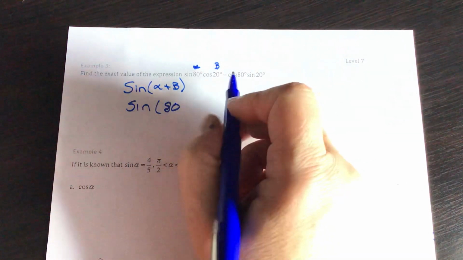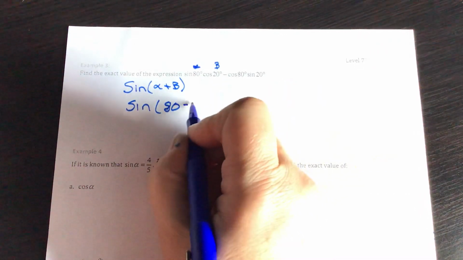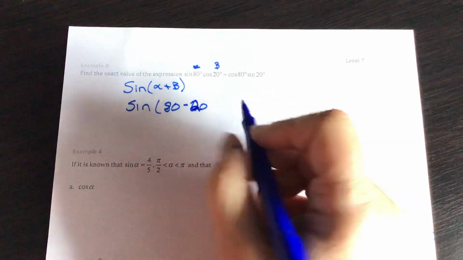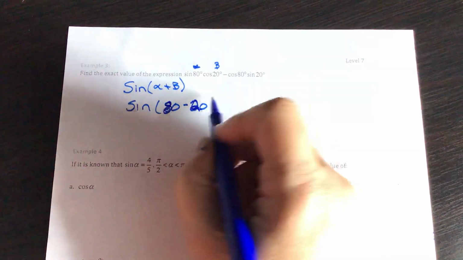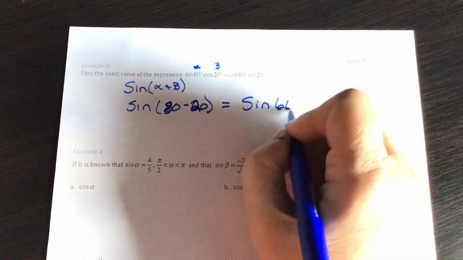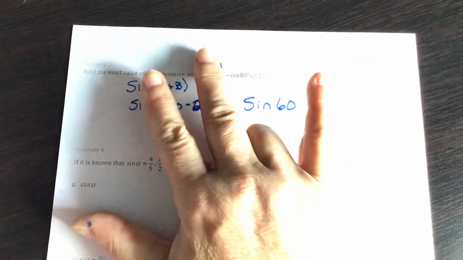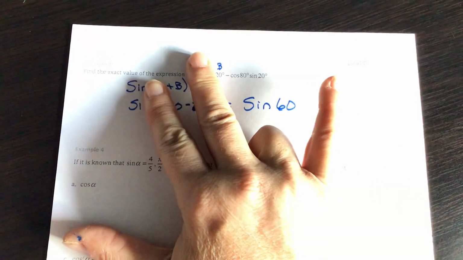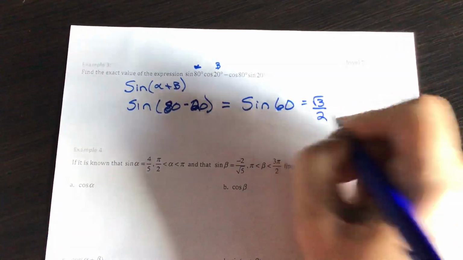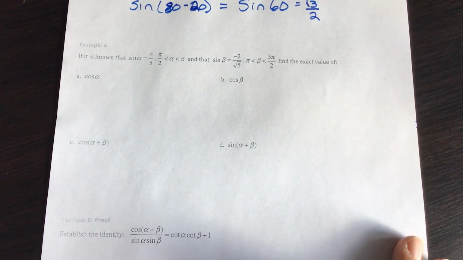And then are we adding or subtracting? With sine, we keep the same sign. Oops, I'm getting ahead of myself. So 80 minus 20 is the same as sine of 60. And for 60 degrees, the sine is square root of 3 over 2. All right, that one was pretty easy.